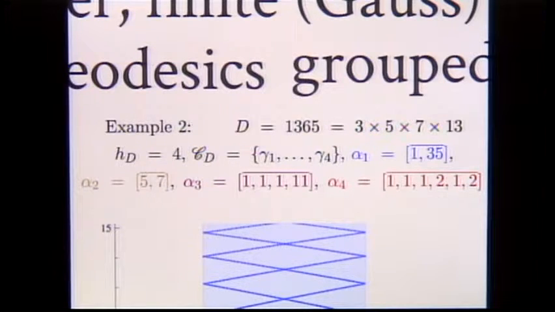So here's the number 1365, which is, again, square free, so it's a fundamental discriminant. The class number is 4. It's represented by 4 forms. I won't tell you what they are, but I'll give you the continued fractions. So the blue continued fraction is 1, 35. Brown is 5, 7. This is purple, a bunch of 1s and an 11. And red is 1s and 2s.